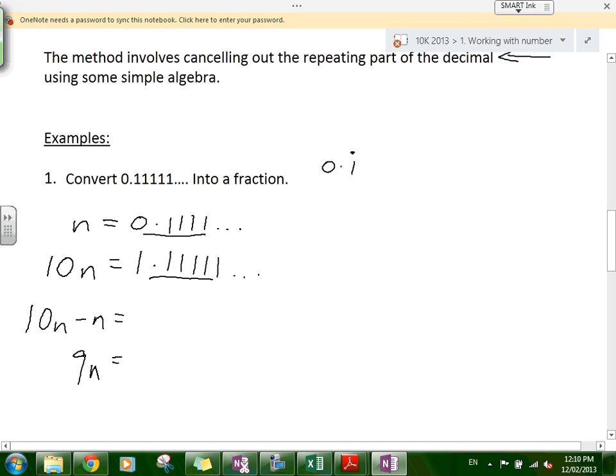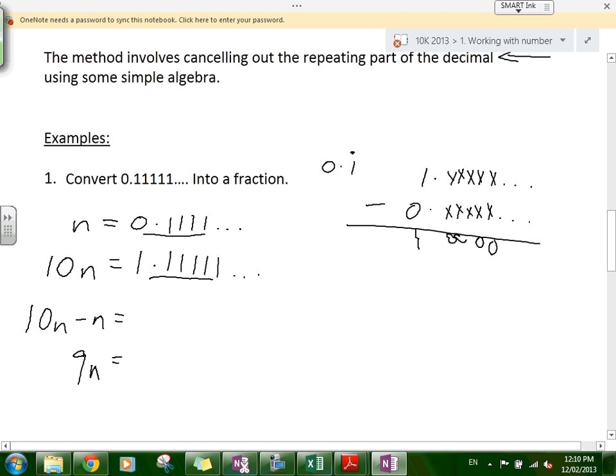Now what I'm going to do is, 10n is this, and n is this one. So I'm going to line them up over here. 1.1111 and 0.11111 minus. When I subtract these, 1 minus 1. What's 1 minus 1? 0. They cancel out. What's 1 minus 1? Cancel, cancel, cancel. What am I left with? 1 minus 0, which is? 1 minus 0 is not 0. 1 minus 0 is? 1. So I'm left with 1.